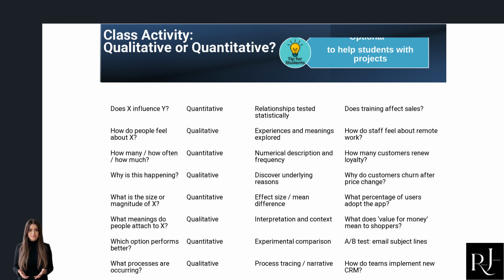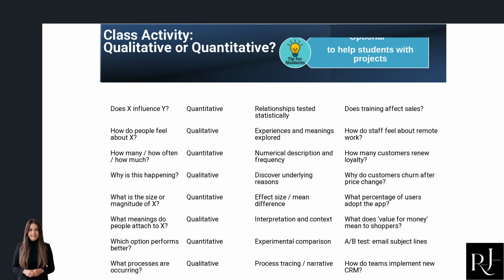Questions about how many or how often require quantitative frequency descriptions. However, asking why is this happening, such as why do customers churn, requires qualitative methods to discover underlying reasons. Understanding the size of an effect is quantitative, but understanding the meaning people attach to a value is qualitative.